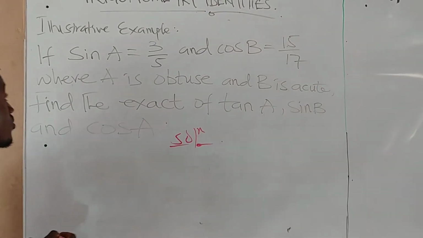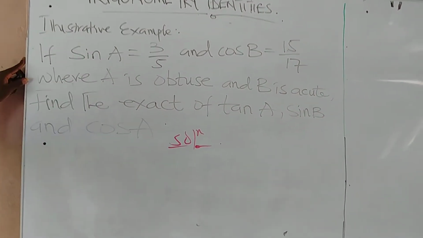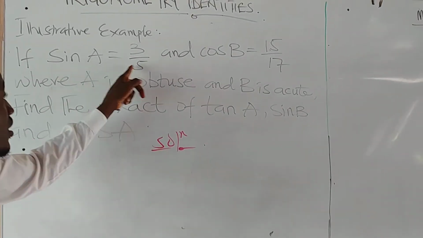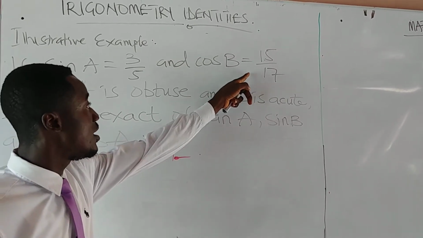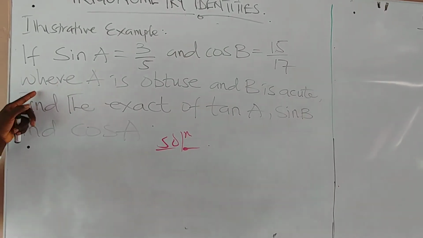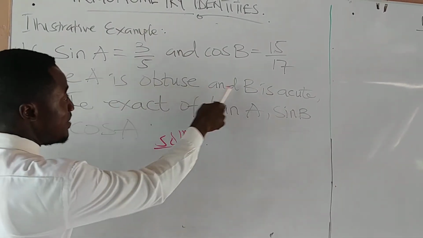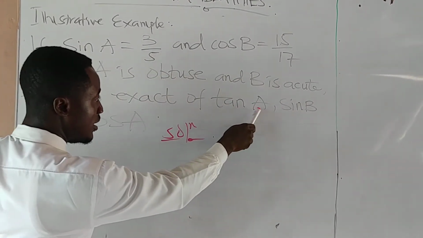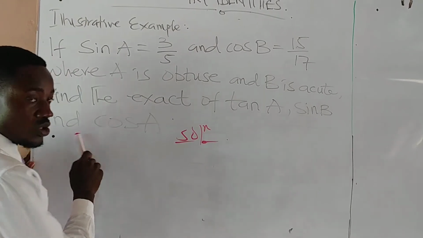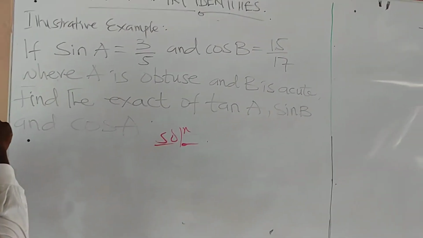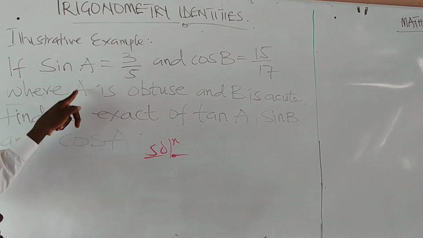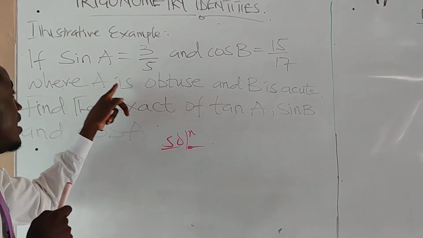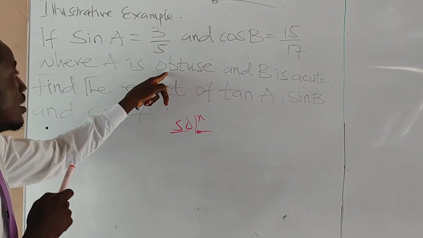Okay, so now let's look at the question. It says that if sine A equals 3 out of 5 and cos B equals 15 out of 17, where A is obtuse and B is acute, find the exact value of tan A, sine B, and cos A. Now, if angle A is obtuse, then it means that A is in the second quadrant.